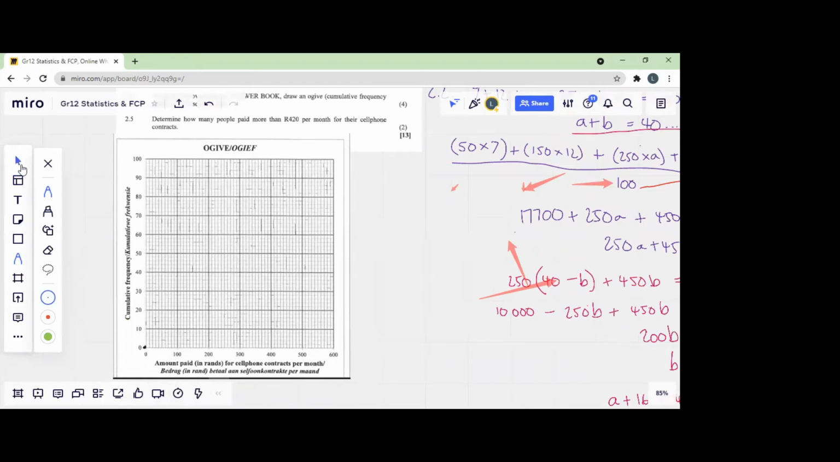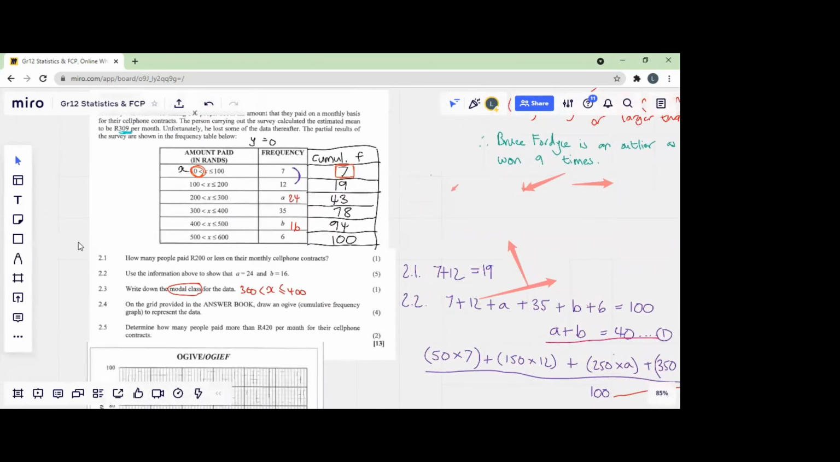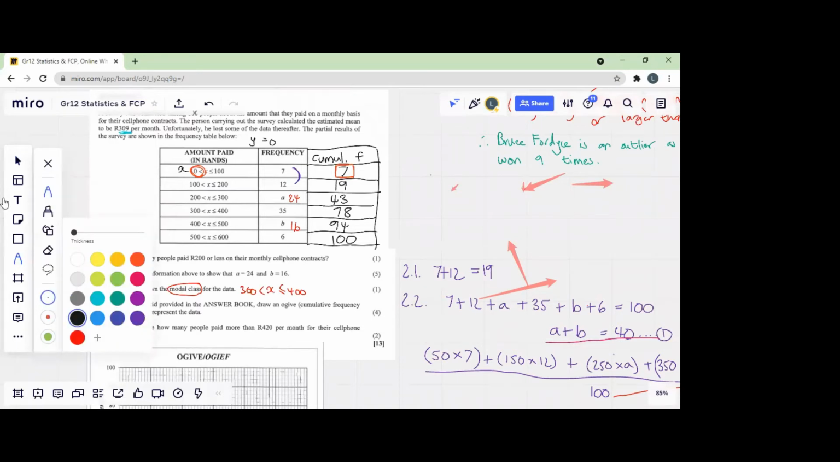Then when we plot our values for our cumulative frequency, we are plotting this value here, our upper bound, against our cumulative frequency. So this is the x, and that's the y. And same story over here. We're going to plot 200 against 19 and 300 against 43.